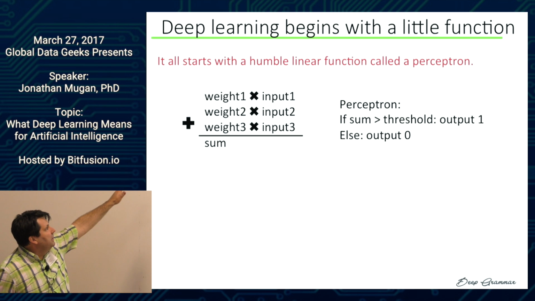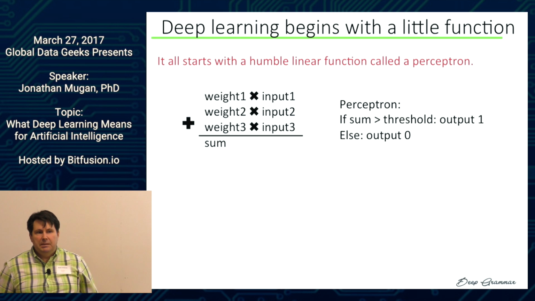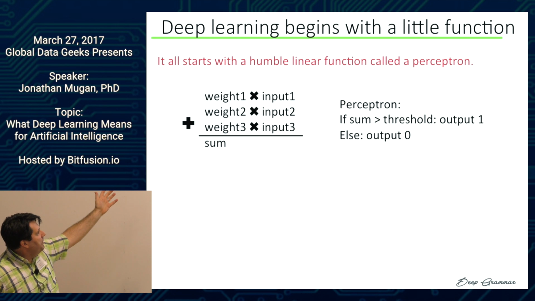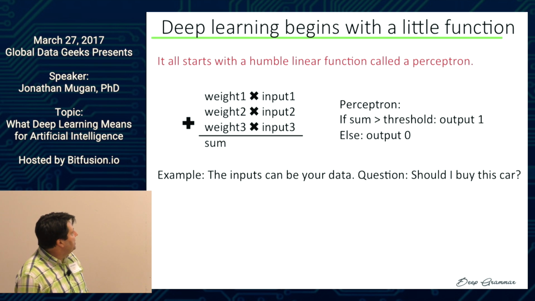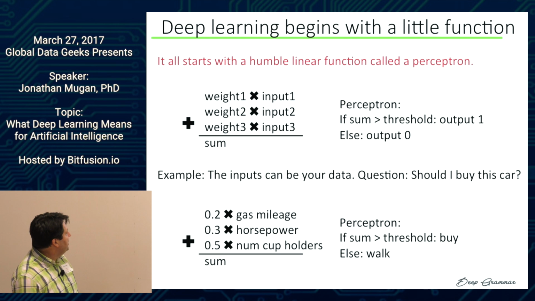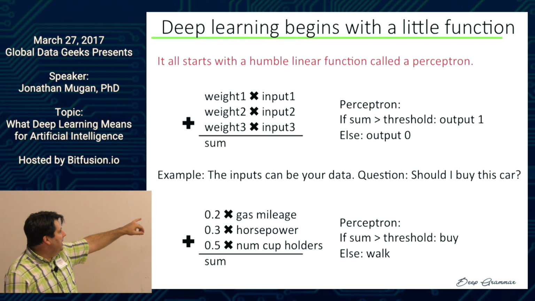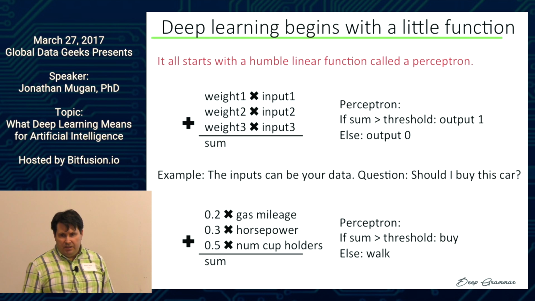It all starts out with a humble linear function called a perceptron. So you have a weight times an input, weight times another input, weight times another input. You sum them up, and you see if that sum is greater than a threshold. If it is, then you output a 1, else you output a 0. So you could have a question like, should I buy this car? The important factors are the gas mileage, the horsepower, the number of cup holders. You weight them appropriately, and you get some sum. And if it's greater than a threshold, you buy, else you walk.